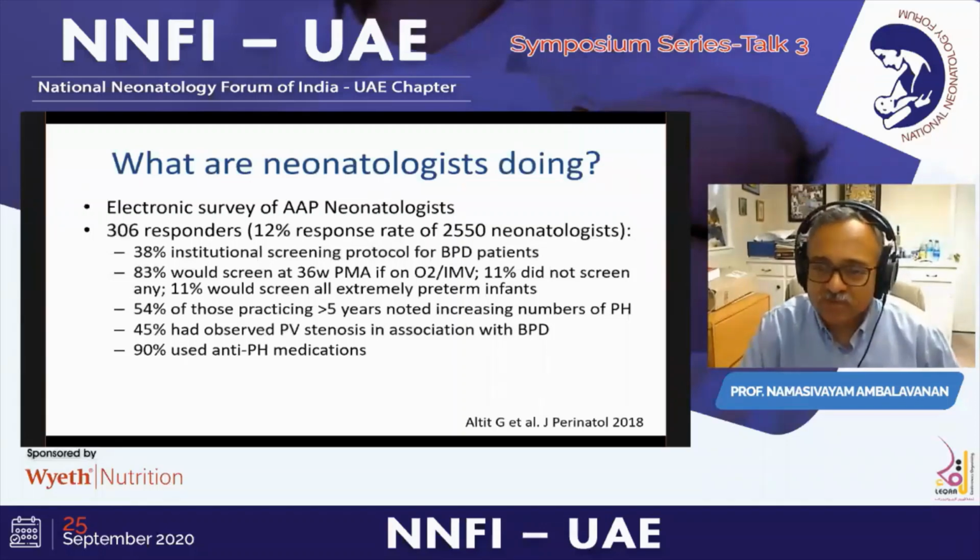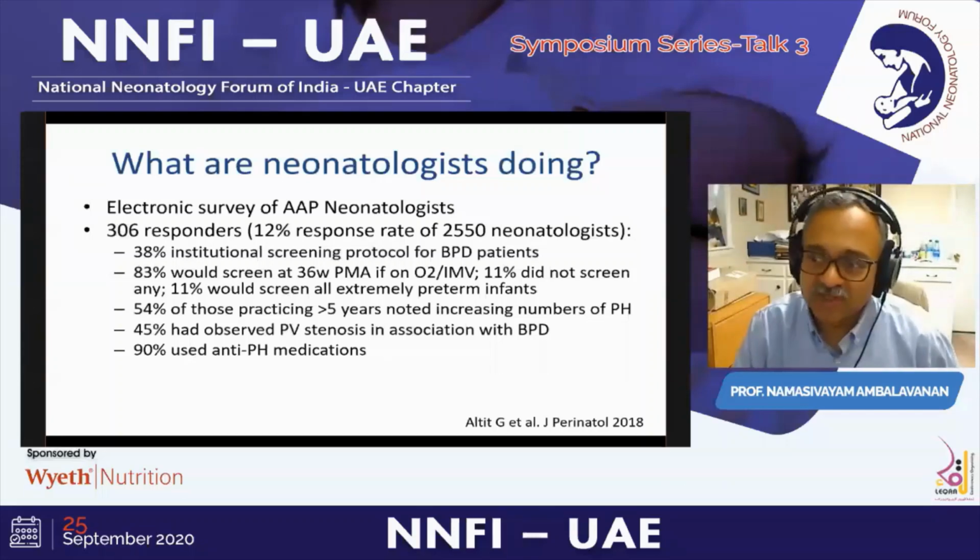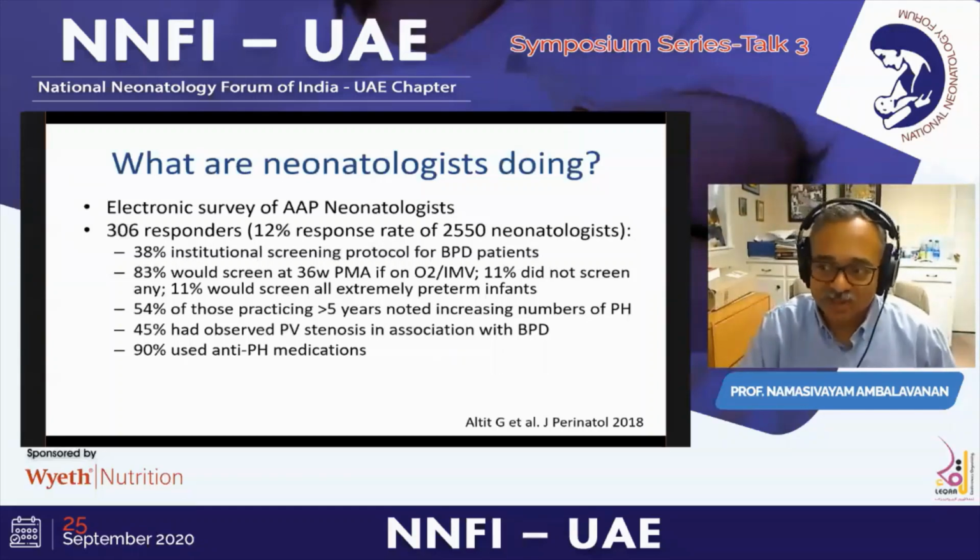Most people would screen only if the infant needed mechanical ventilation or oxygen at 36 weeks. And some people did not screen any infants. But most neonatologists who have been practicing for more than 5 years have noticed that the numbers of these infants are increasing, perhaps because we are increasing our survival of all these infants with severe BPD. 45% of people had also noticed pulmonary vein stenosis in association with BPD, and 90% of neonatologists had used anti-pulmonary hypertensive medications.